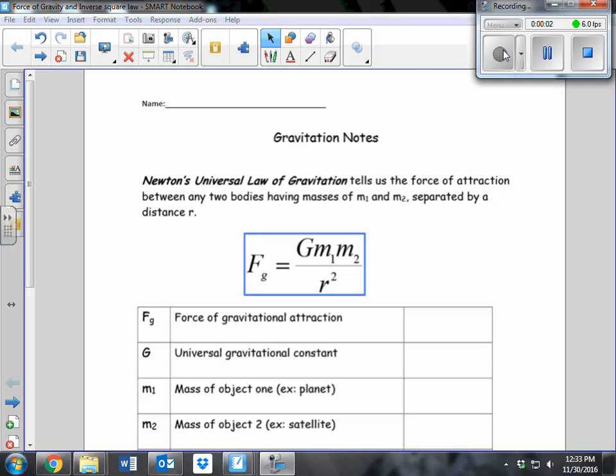Hello, ladies and gentlemen. These are your force due to gravity notes and inverse square law notes. I have provided capture sheets in class, which I recommend you use because there is a lot of writing on one of the sheets. The inverse square law is not very simple to understand at first, but once you understand it, it can help you solve things very quickly with this equation.